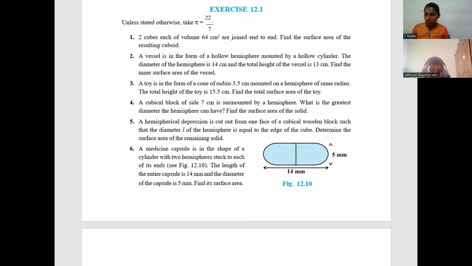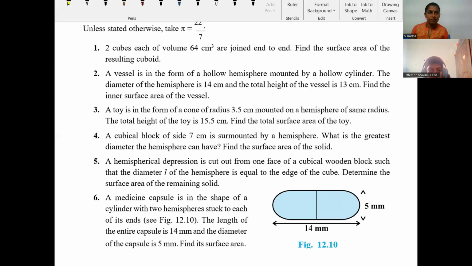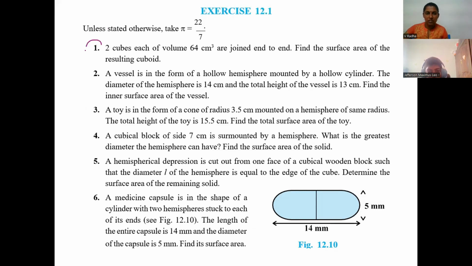Now, two cubes, each of volume 64 centimeter cube, are joined end to end. Find the surface area of the resulting cuboid. Unless stated otherwise, take pi equal to 22/7. So if 22/7 is given, use it, otherwise it is not needed. We can maintain it as pi, or put 3.15, or put 22/7. We have to do what is mentioned there.